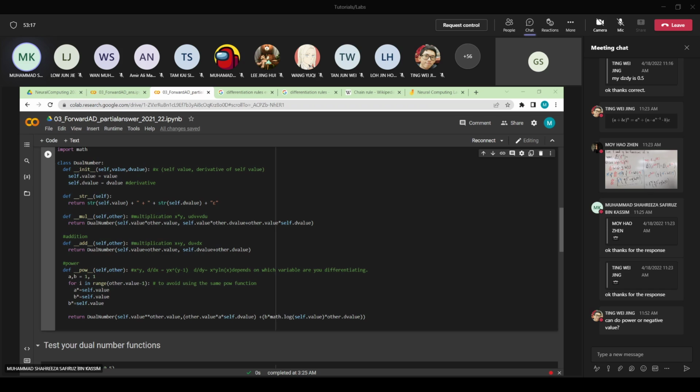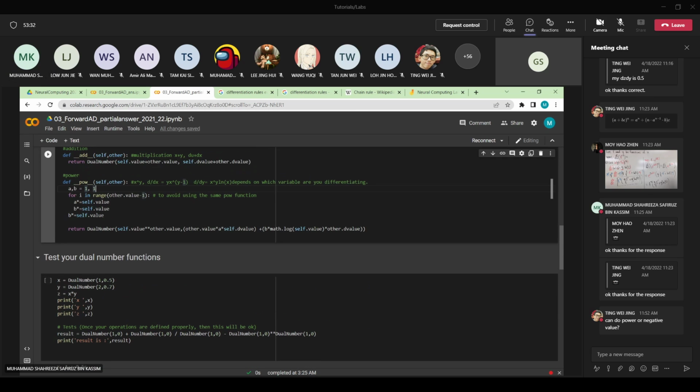As I said, the implementation here isn't perfect. It's just an example, because I want to avoid using the same power functions or power methods inside the power methods. You probably have a better implementation than mine.